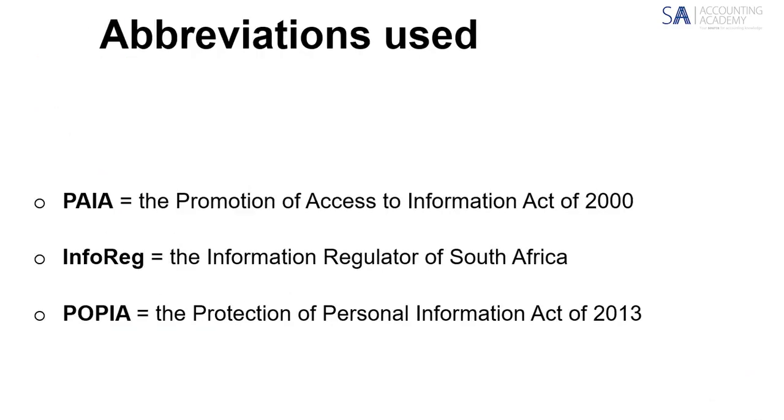In terms of the abbreviations that I use, the first one is PAIA, the Promotion of Access to Information Act, the one of 2000. Then when I say InfoReg, or you see InfoReg on the slides, it stands for the Information Regulator of South Africa. POPIA is the Protection of Personal Information Act of 2013.